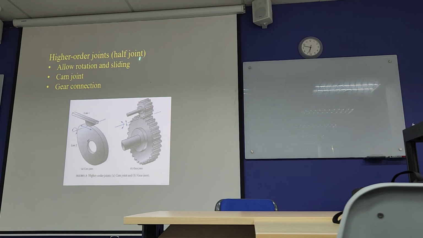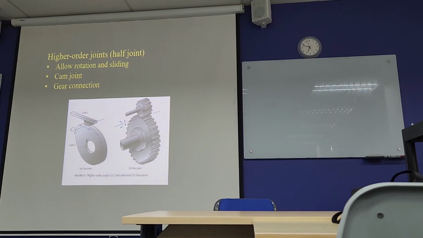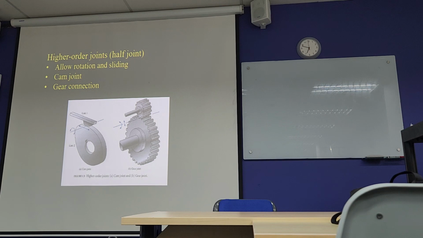Okay, so half joints are also known as the higher order joints. They allow rotation, for example a cam joint and a gear joint, so they are called higher order joints. They not only allow rotation but sliding, so a combination of sliding plus rotation.